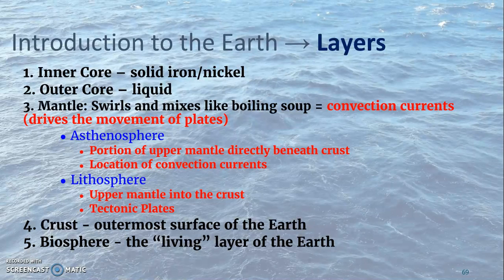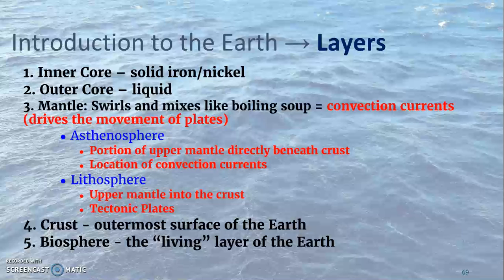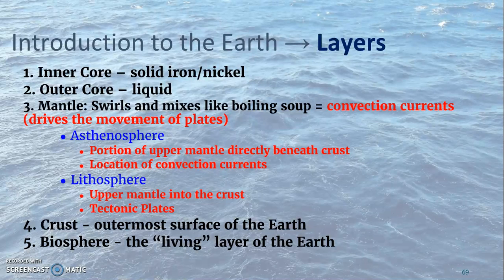The asthenosphere is the portion of upper mantle that is directly beneath the crust, and this is where our convection currents are moving. Our lithosphere is actually where our tectonic plates are. So the asthenosphere is moving these parts of the lithosphere. Then we've got our crust, which is where we live, and then the biosphere is that living layer. So our crust is our ground, and the biosphere is where we live.